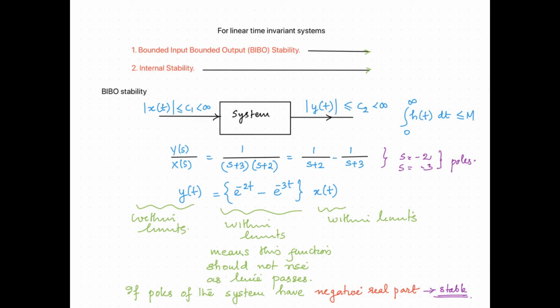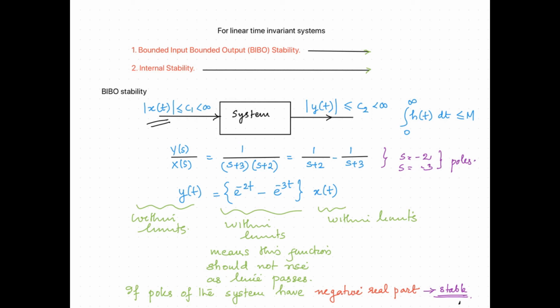By definition, bounded input, bounded output stability says that if you give a bounded input to a system, that is, modulus of x of t less than or equal to C1 less than infinity, which means that the input should be within a particular limit, then if the system is BIBO stable, definitely you will get an output y of t which is less than C2 less than infinity, which means that the output also will be bounded.